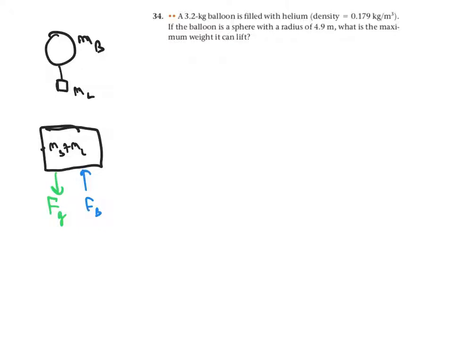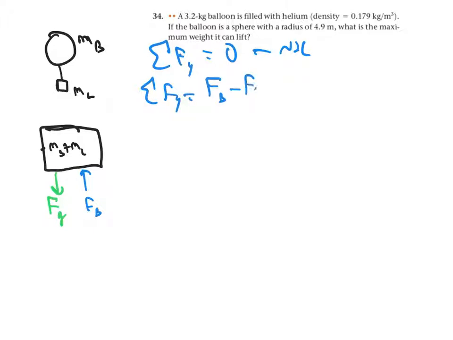And what we want is to make sure that this is at worst neutrally buoyant, that the weight is smaller than or equal to the buoyant force, because what we really want to say is that the sum of the forces in the y direction should be 0. This is Newton's second law. And the sum of the forces in the y direction are going to be the buoyant force upward minus the weight downward. That's from the free body diagram.